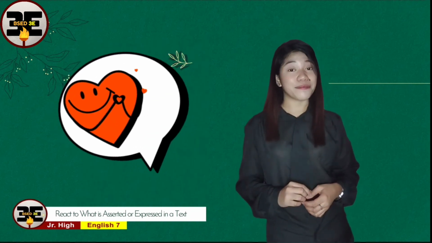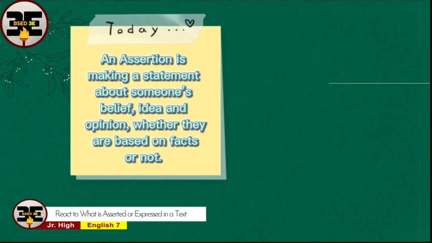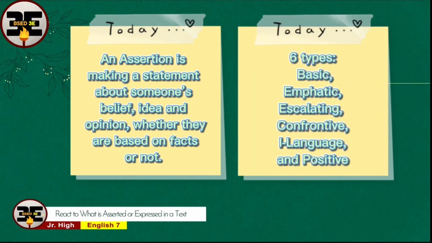That's great, and because of that, always remember that an assertion is making a statement about someone's belief, idea, and opinion, whether they are based on facts or not. Assertions have 6 types: the basic, emphatic, escalating, confrontive, I-language, and positive assertions.